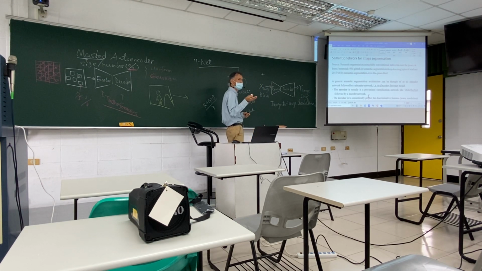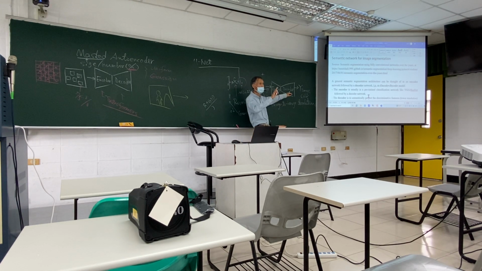I will talk about the non-paired image-to-image translation by GAN, okay? By GAN. I was mentioning something like that. But anyway, for the semantic network, for image segmentation, the model has got to be encoded and decoded. 解码, 编码, okay?